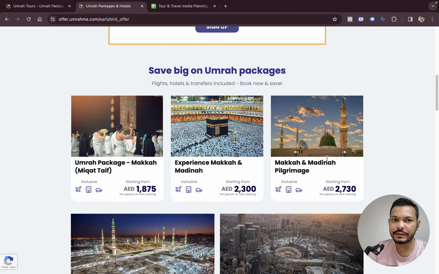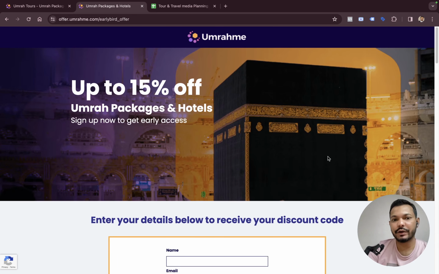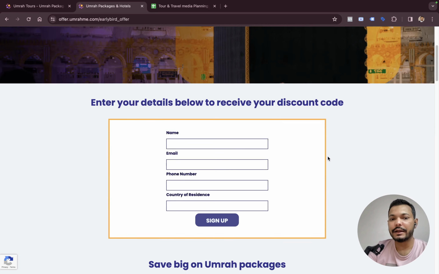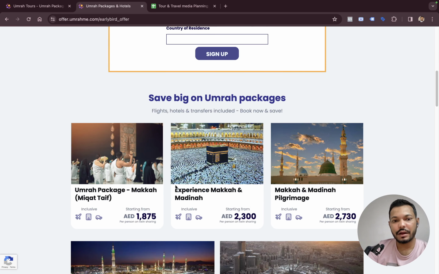So you can clearly see that this company is a tour and travel company. The objective is to sell the Umrah packages, and these packages are available from 1857 to 2730. So you can see the average value for this particular plan is around 2080. As it's available on a twin sharing basis, one ticket size is going to cost somewhere around 4080 to a customer. We call it average ticket value or average order value.